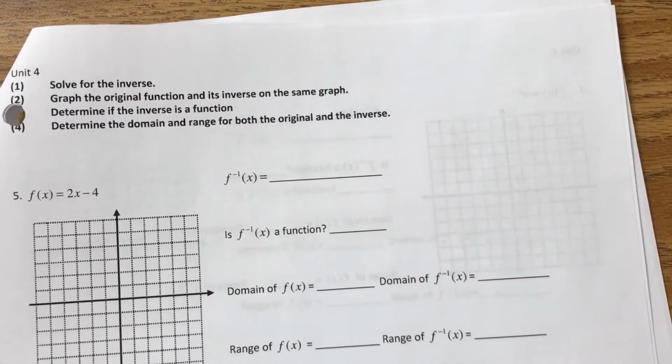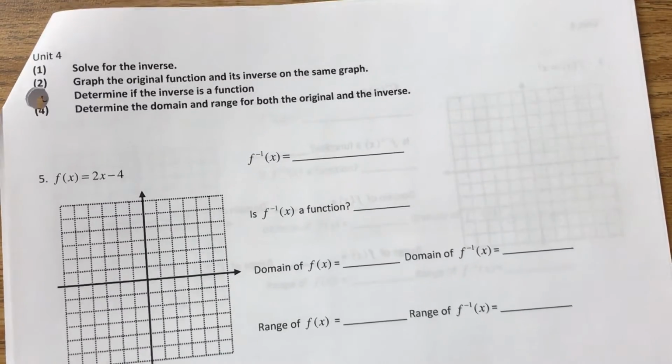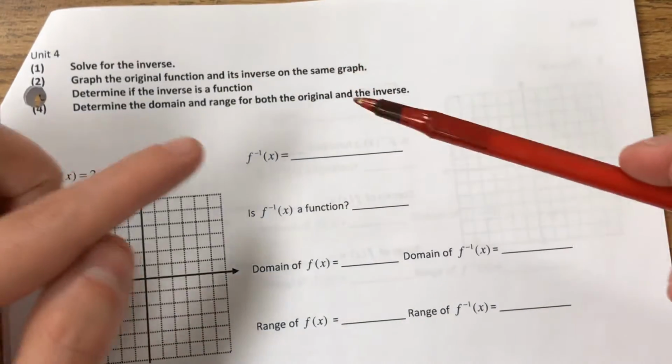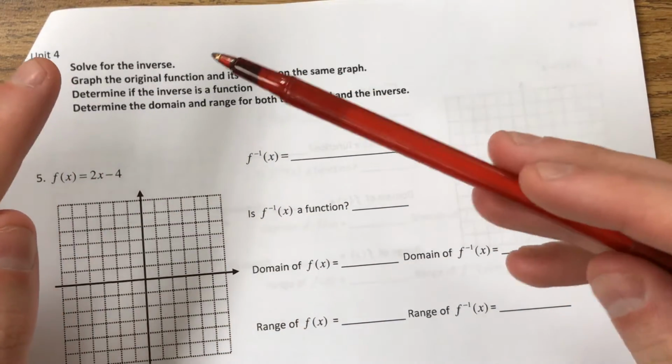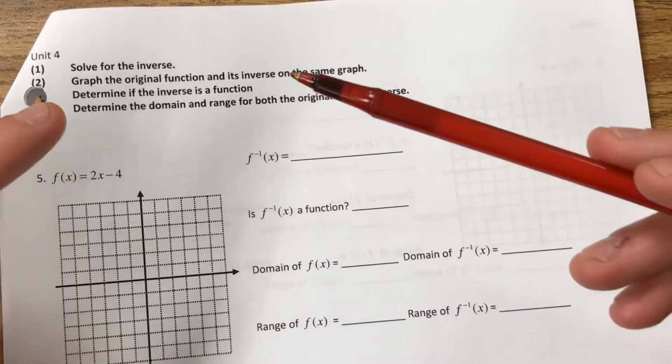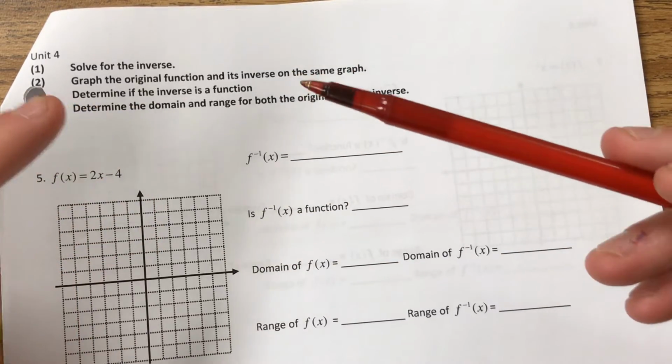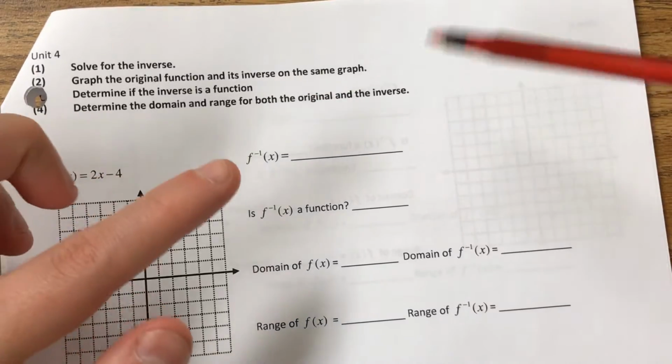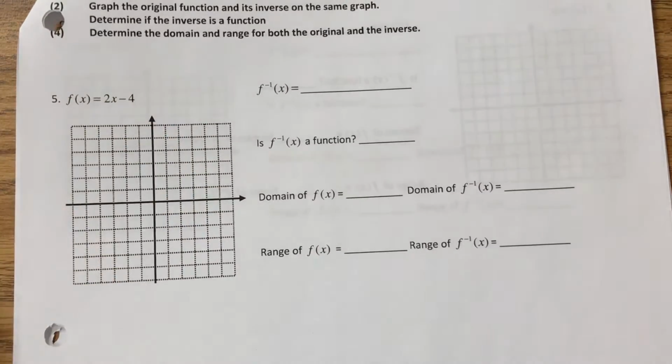Welcome back to, hopefully, the last part of these notes. We are going to be doing a couple of things. It says it all right here. It says to find the inverse, graph the original function and the inverse function, see if it's a function at all, and determine the domain and range for both the original and the inverse for these.